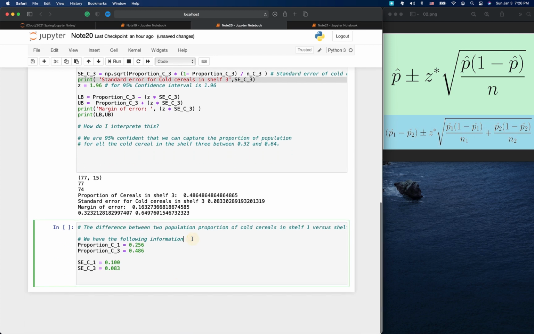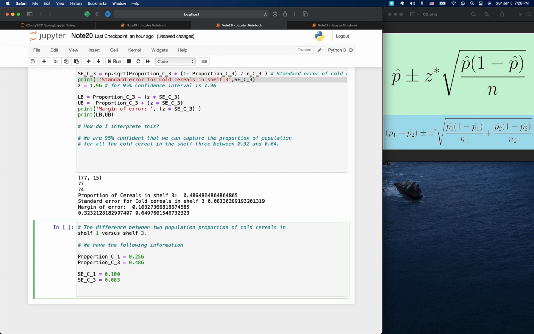Okay, what I need here is to create a variable, standard error difference. How can I calculate this? That will be the square root of whatever I had under a square root for each of the groups I had.